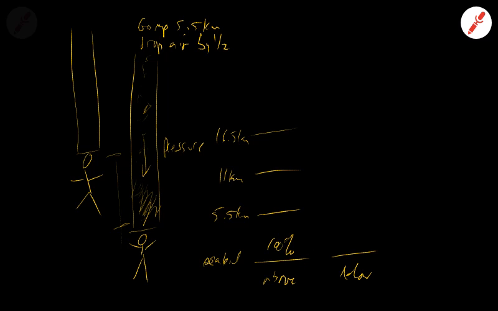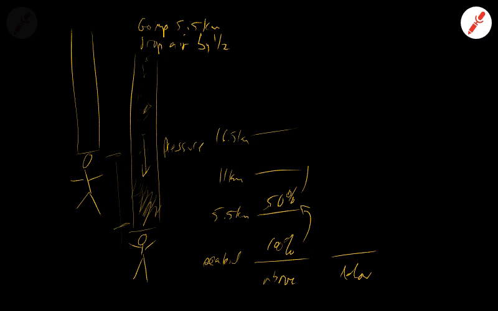So if I go up to 5.5 kilometers, it drops by 1/2. So 50% of the air is now above me. That would also mean that the pressure has dropped by 1/2, and is 1/2 of whatever it is at the surface.